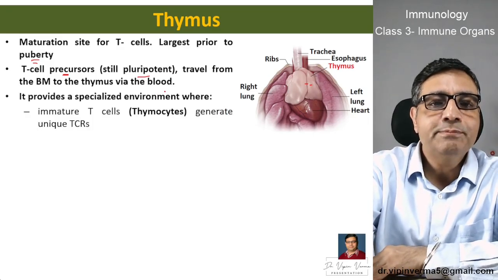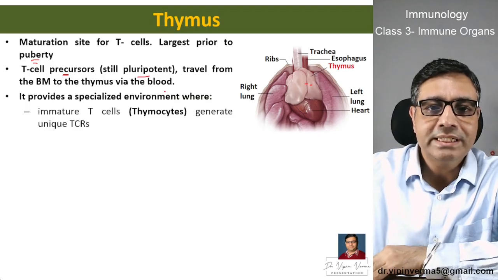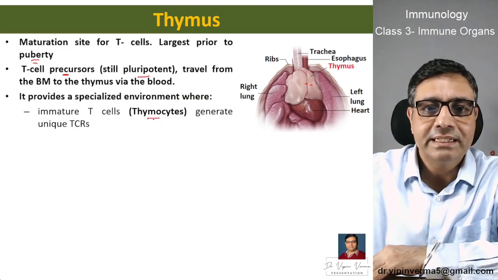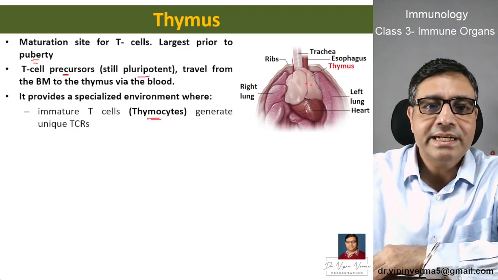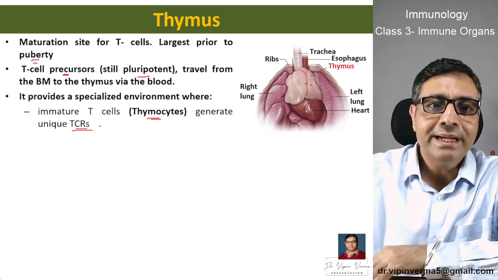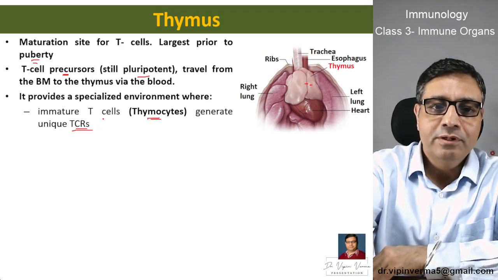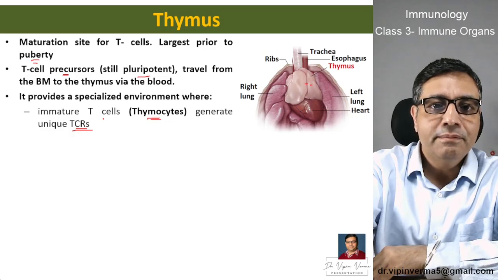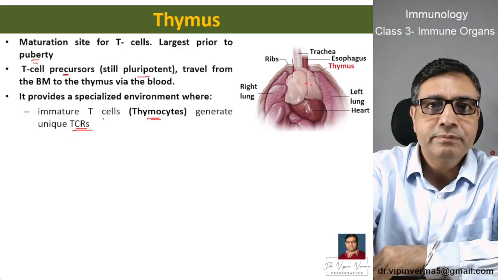and it provides a specialized environment where immature T cells, which are known as thymocytes in the thymus and which make up the majority of the cells, generate unique T cell receptors. And these T cell receptors are as unique as the B cell receptors, which bind to MHC presented peptides. So they get the microenvironment which helps in the maturation of the T cells.